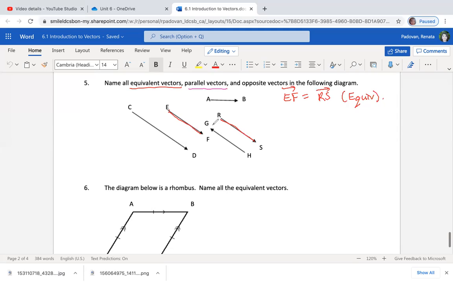So I have a lot here that are parallel to each other. So I can say that my parallel vectors is vector EF is parallel to RS, but that's also parallel to HG, be careful, tail to head, which is also parallel to vector CD.